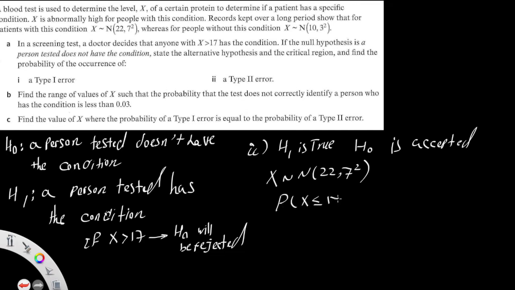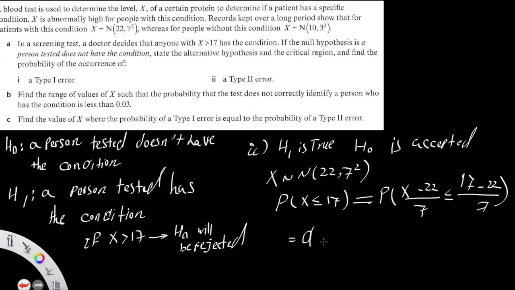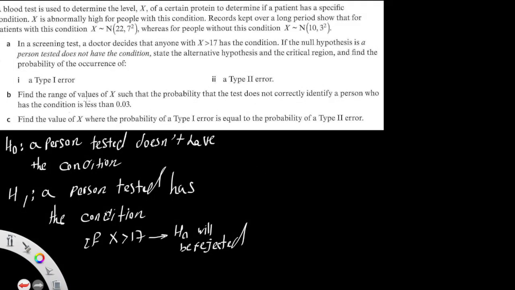So probability of x less or equal to 17 is equal to probability of x minus 22 divided by 7 less or equal to 17 minus 22 divided by 7, which is equal to phi of negative 0.714, which is 1 minus 0.77623, giving you an answer of 0.238.